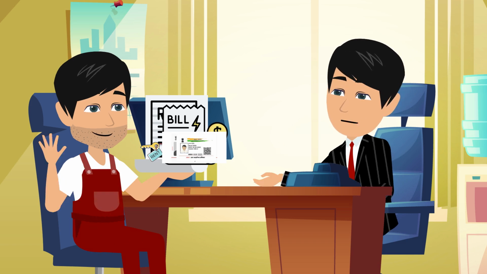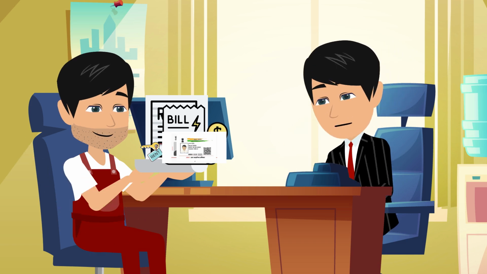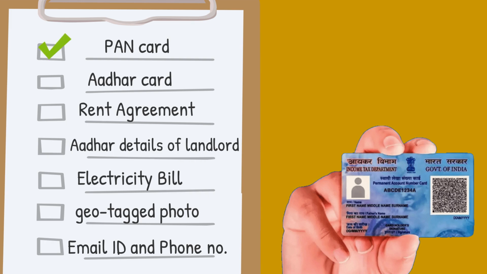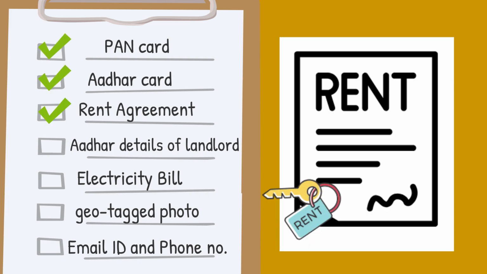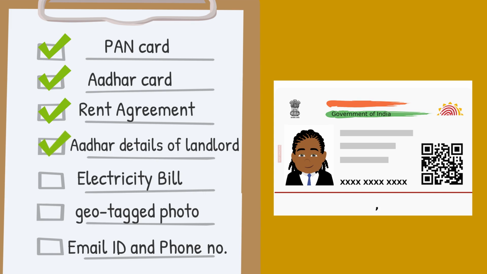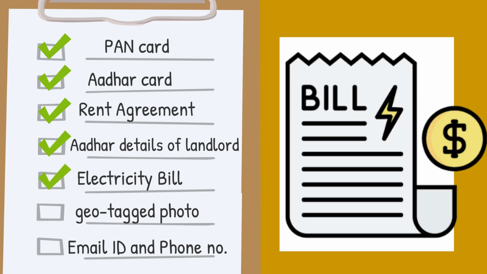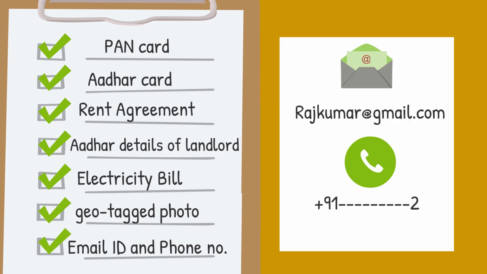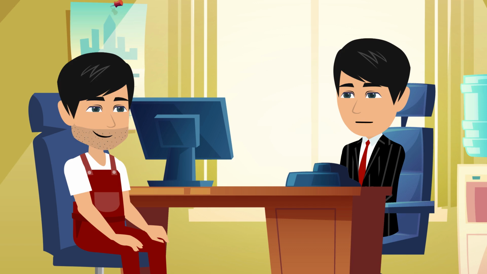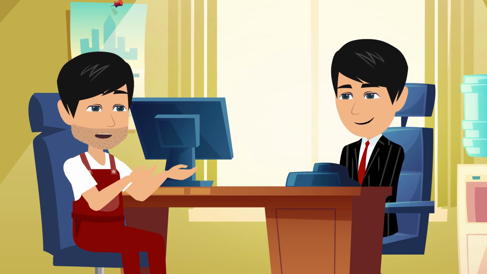Okay, let's verify if we have all the required information. PAN card, all good. Aadhaar card, perfect. Rent lease agreement, looks good. Aadhaar of landlord, all set. Proof of business address, in order. Geotag photo, verified. Email and phone number, confirmed. Here, we have applied for GST registration for you. Thank you, Mr. Abhinav. We'll pay the fee.